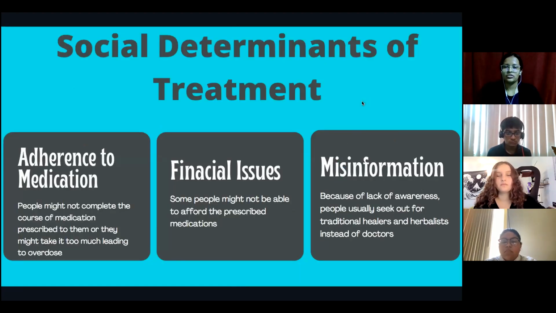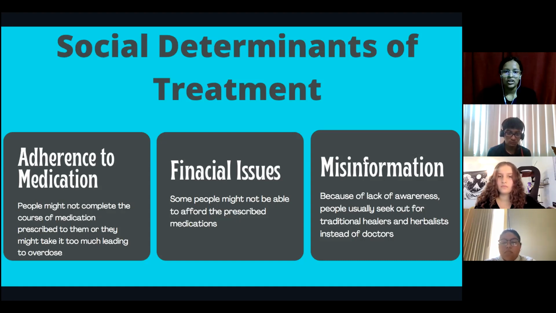Getting more into the social determinants of our treatment, there are many issues that might come across. One of them is adherence to the treatment. People might not be able to complete the course of medication that is prescribed to them, or they might not be able to take it in the prescribed amount. They might take too much or too little, leading to overdose or a decrease in the medication.